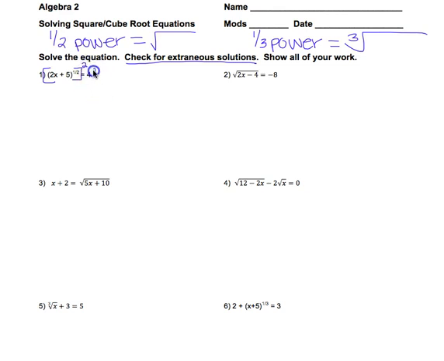Whatever I do to one side, I also have to do to the other. So I'm going to square both sides. The 1/2 power and the squared power undo each other, so I just have a plain old 2x plus 5. Then on the right side, 4 squared gives me 16. So now, a very simple linear equation to solve. Get rid of the plus 5 by subtracting, and then 2x equals 11. Divide by 2, and x equals 11 halves.